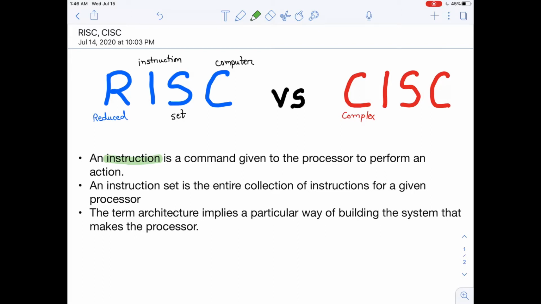So an instruction is a command given to the processor to perform an action. An example of an instruction could be an add instruction, which tells the processor to, for example, add two numbers.